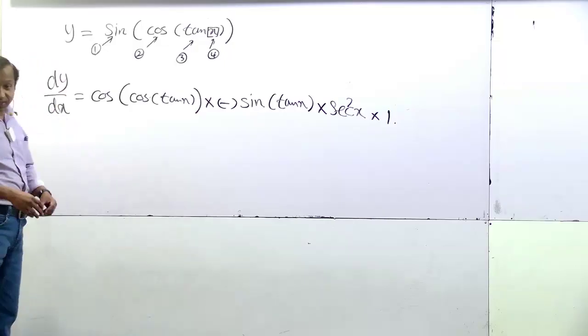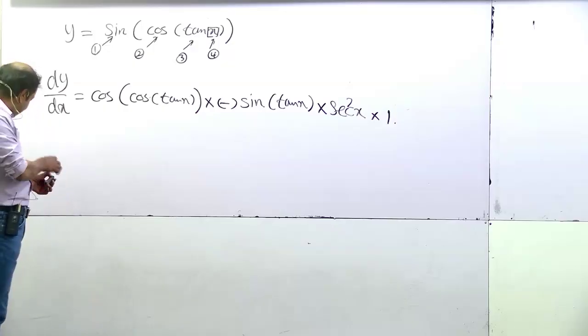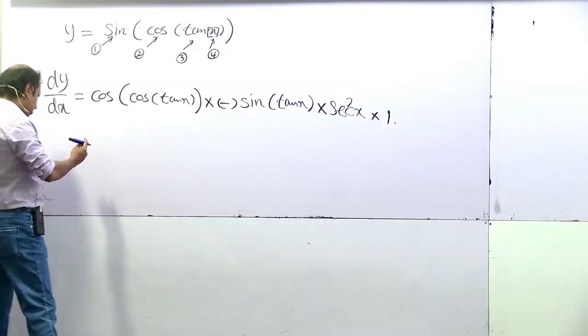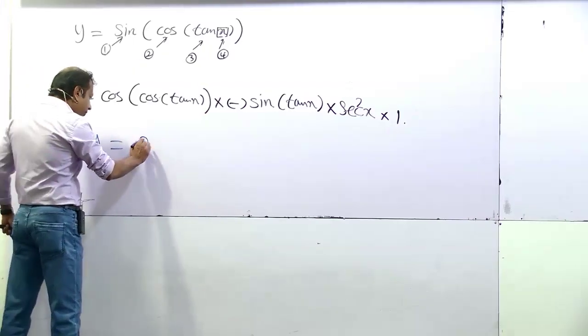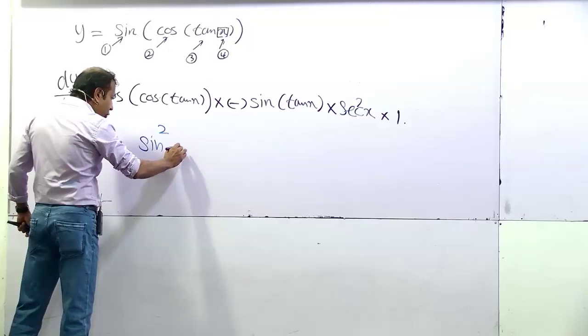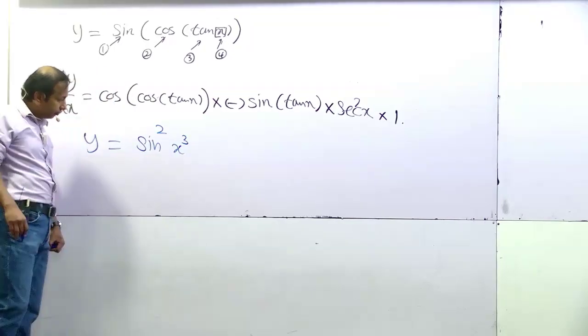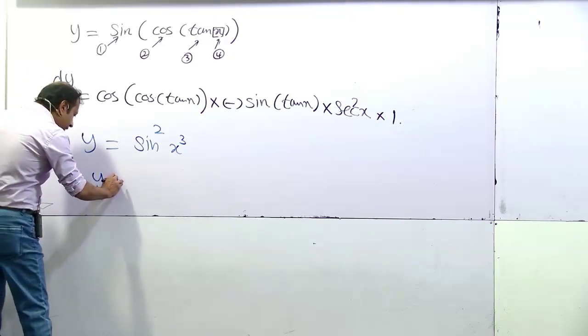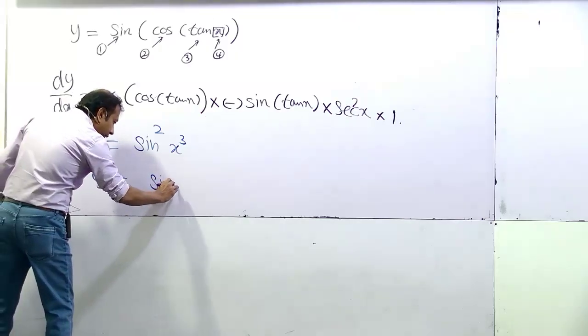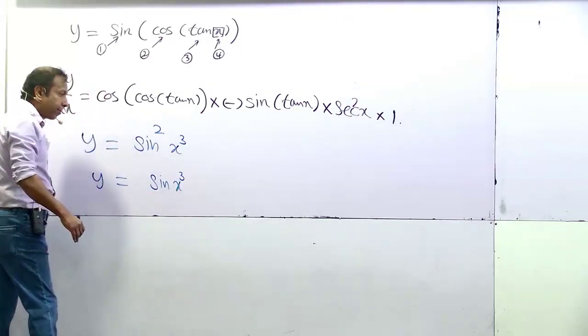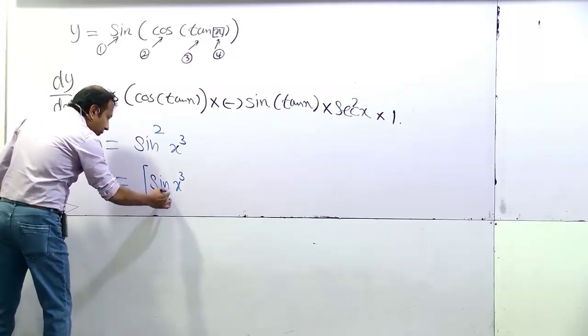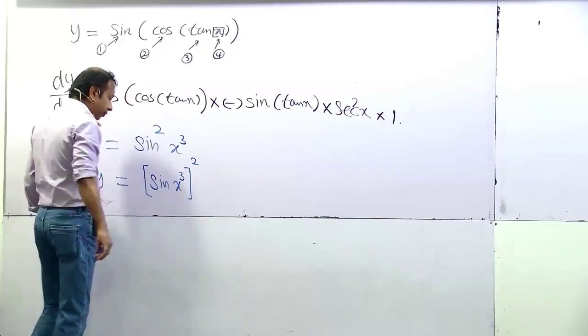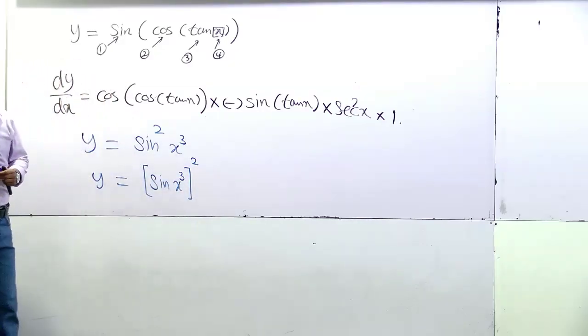Right. Now, we'll take another example like this. Y equals sine squared x cubed. We need to differentiate this. People, now tell me, if I write this function again, it's really this, sine x cube, perfect squared, no? Yes.